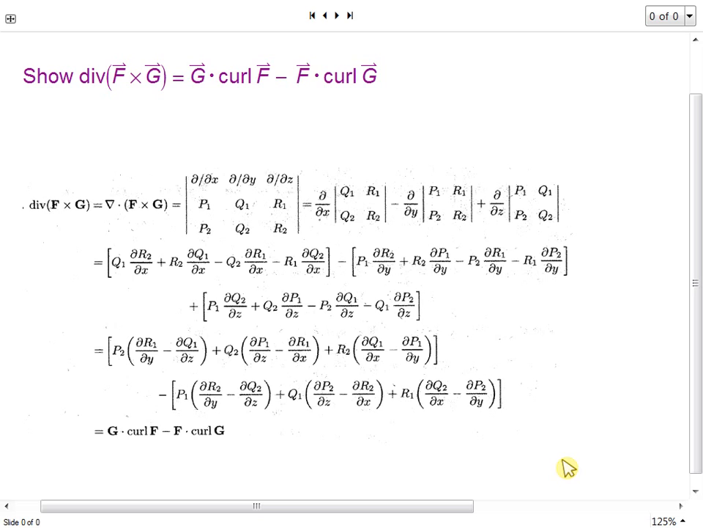Isn't P2, Q2, R2, isn't that G? And then when I factor out R1, or P1, Q1, R1 from that, I get these. And what you'll notice is that this part right here, this partial thing, is curl of F. And then the things in front of it are G. So that's G dotted with the curl of F. And then these partials right here together, that's curl of G, and the stuff in front of it is F.